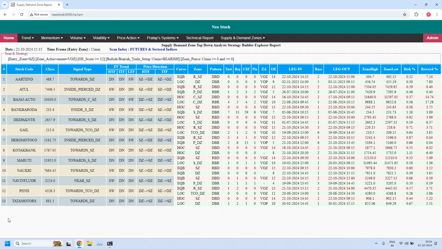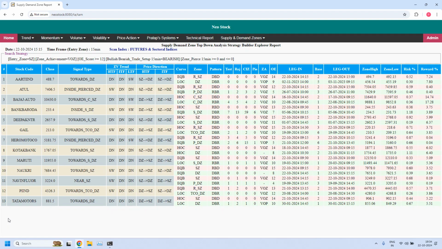That is, entry time frame 15 minutes and the zone is supply zone. That means if you want to plan a trade, it should be on the 15 minute supply zones. Now let's verify how many of these supply zones are having a high probability setup.